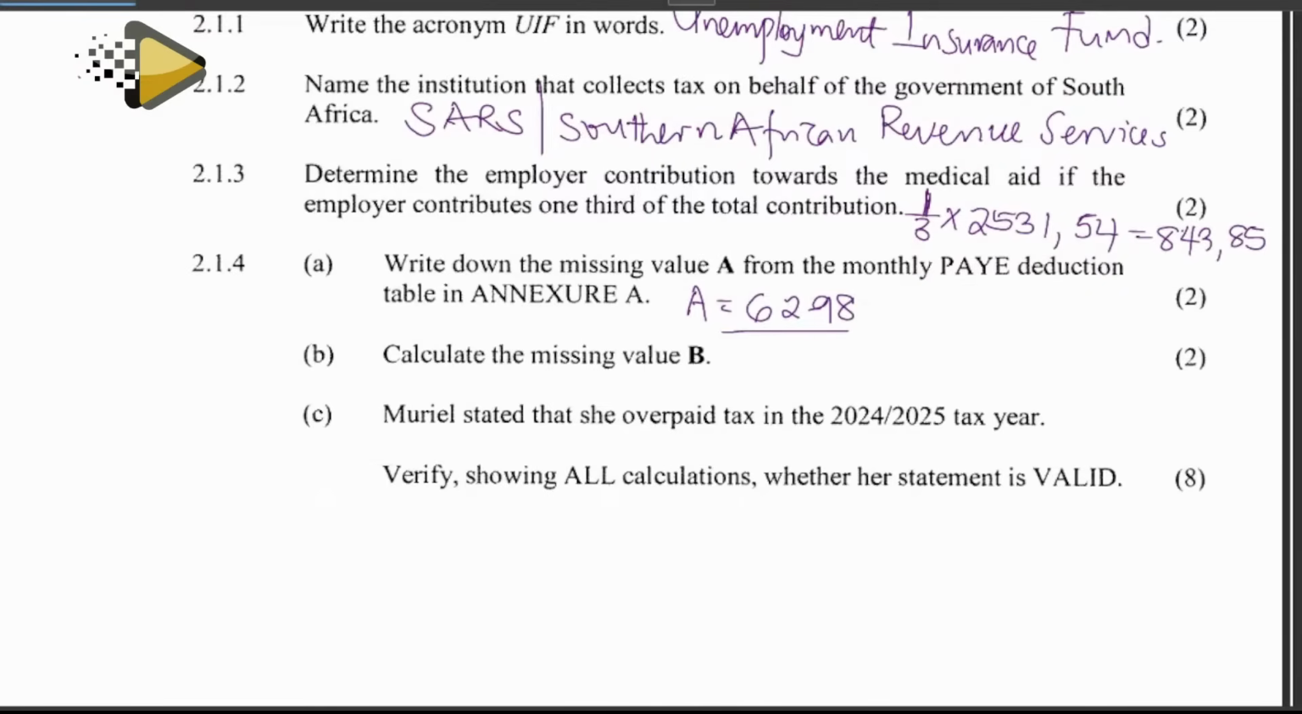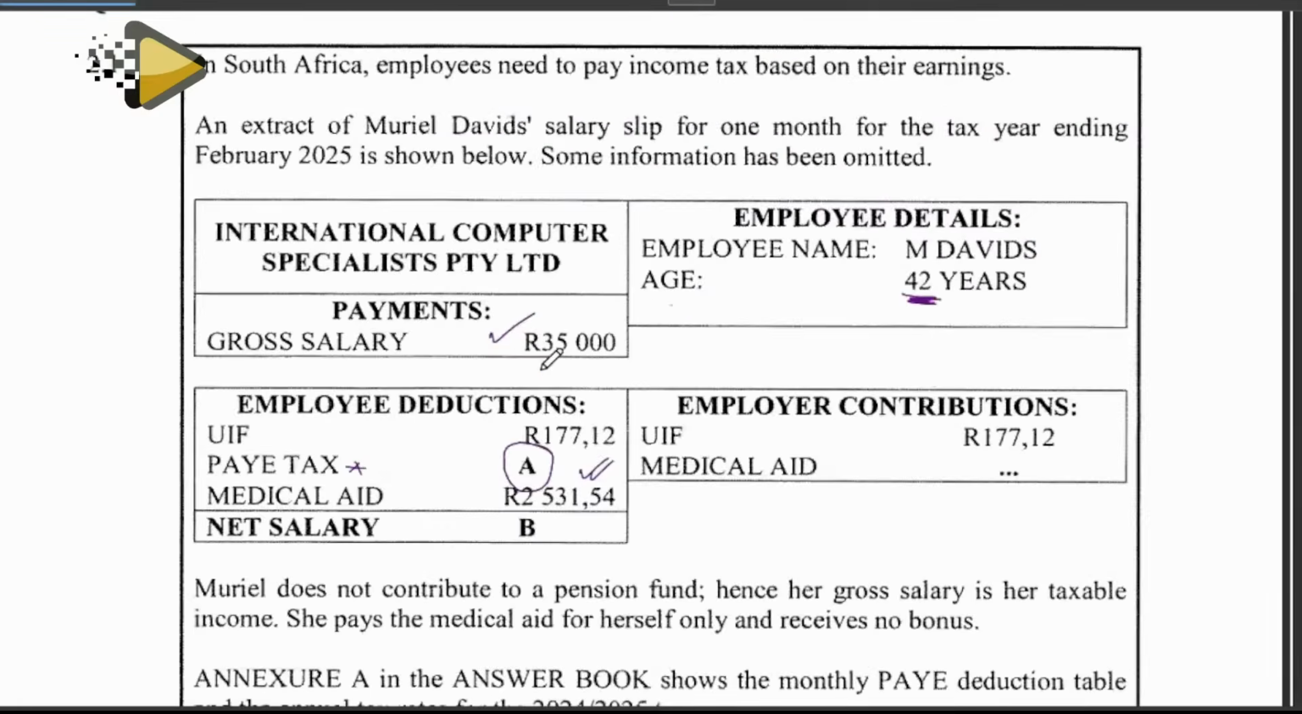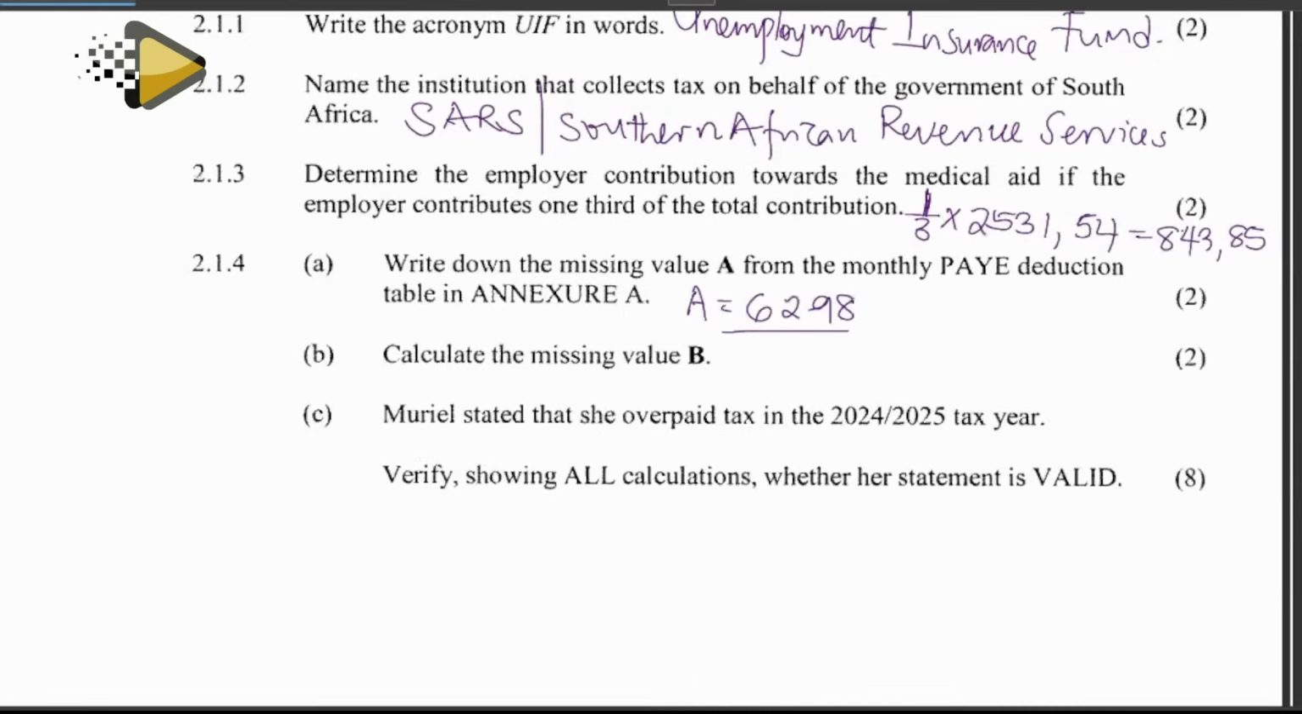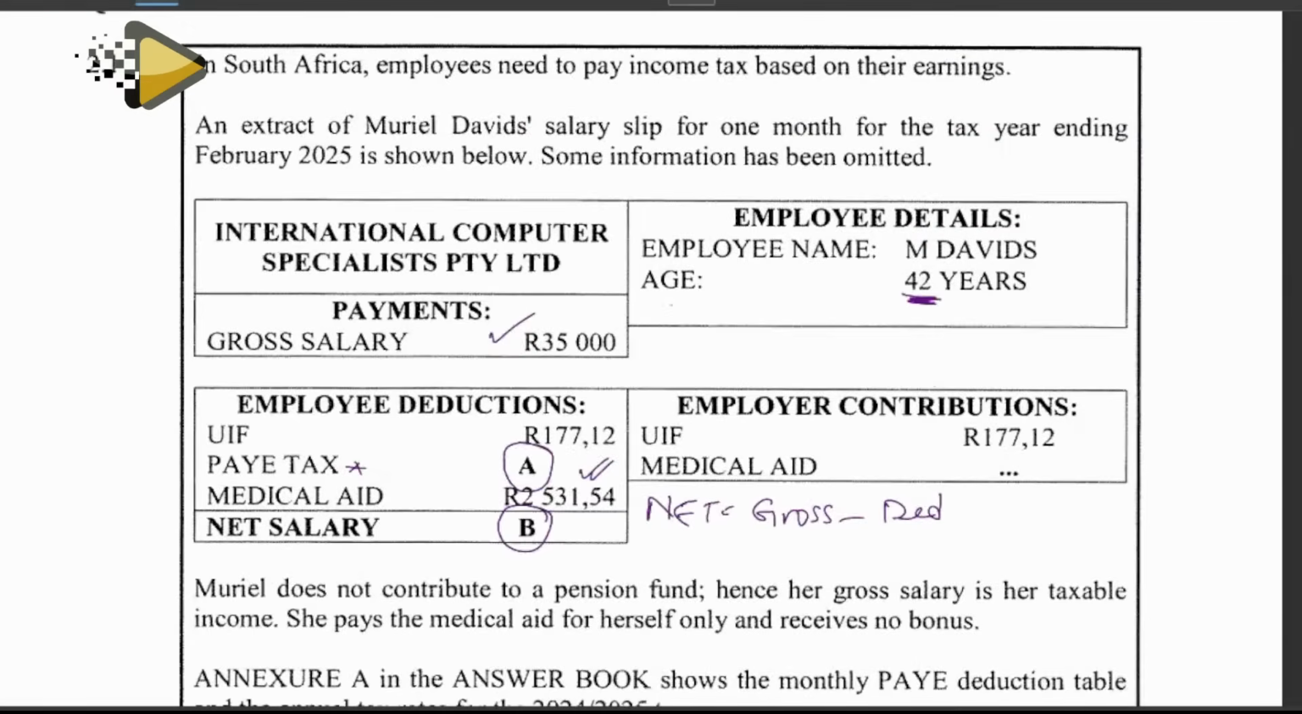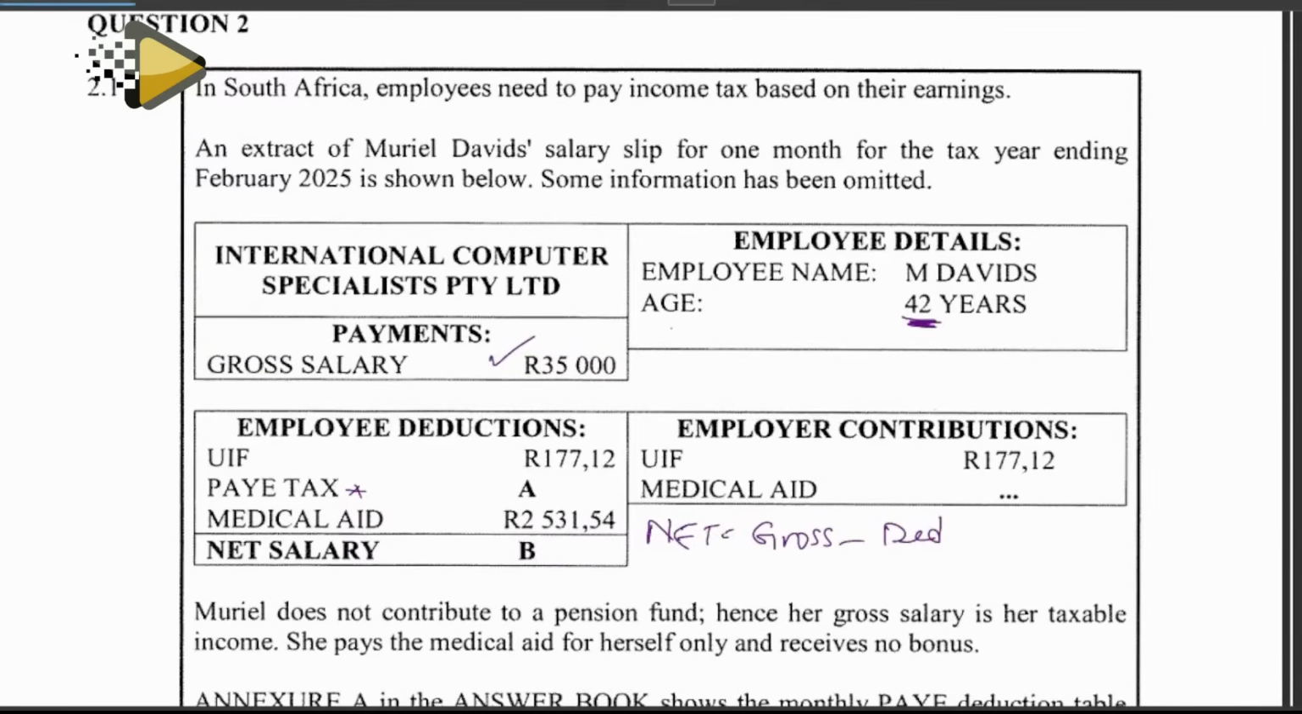Can I get the missing value B? Let's check on B. What is in B? B, the net salary here. Meaning, what is net? You get your gross minus what? Deductions. Minus deductions. That simply means we've got the value of A. So we need to replace A in that and we get a perfect answer. A is 6,298.